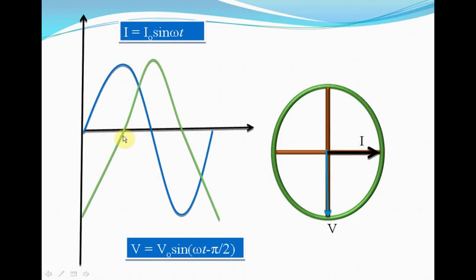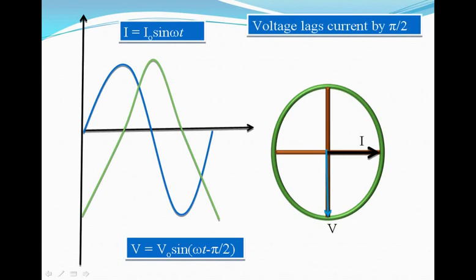So you can say that since the cycle of the voltage has started slightly after the cycle of the current has started, you can say that the voltage lags behind. Understood? So there you go. In case of capacitors, voltage lags current by pi by 2.